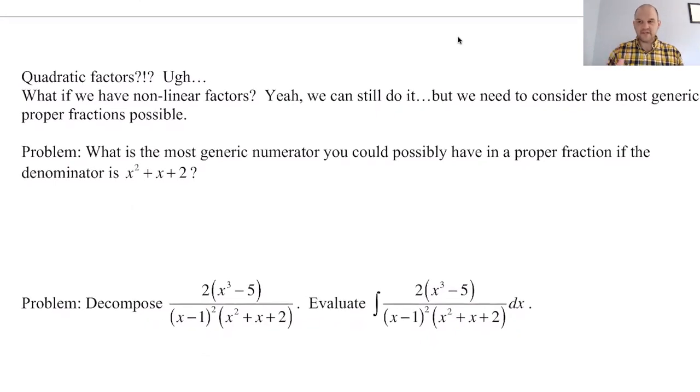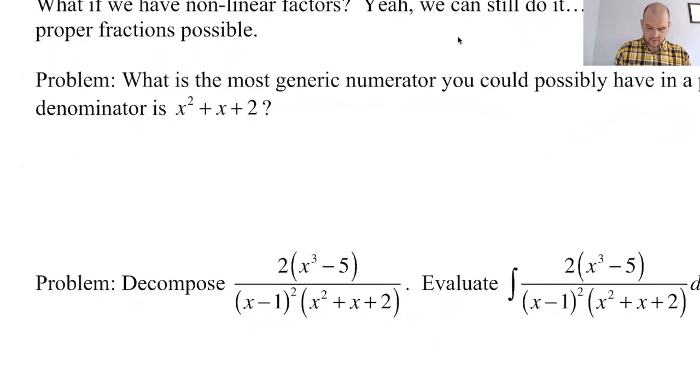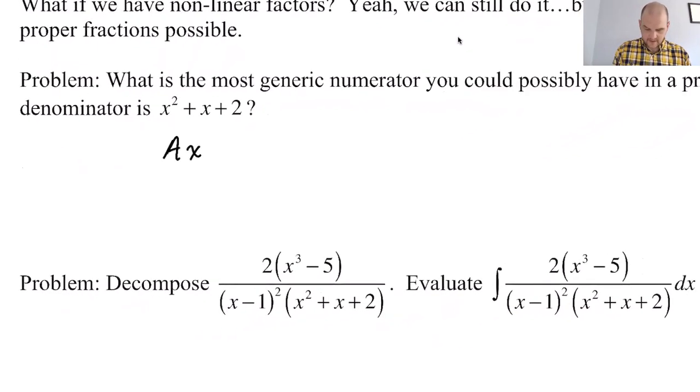So with linear factors, we need a proper fraction. What is the highest powered thing you can put over a linear factor and still get a proper fraction? The degree needs to be less than the degree of the denominator, so it was a constant. If we have a quadratic factor, it's more complicated, because the most generic thing you can put over a quadratic would be a linear, right? It's still a proper fraction. So we would want to look at something like ax plus b over x squared plus x plus 2.